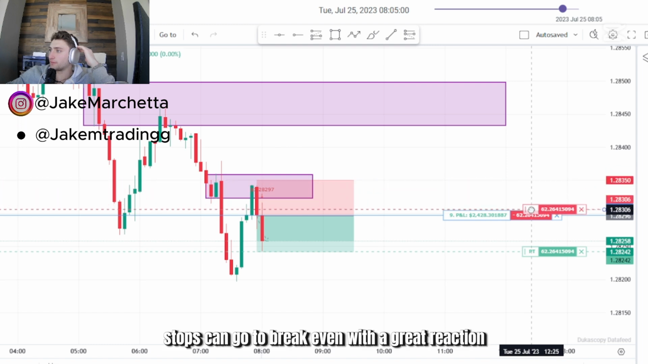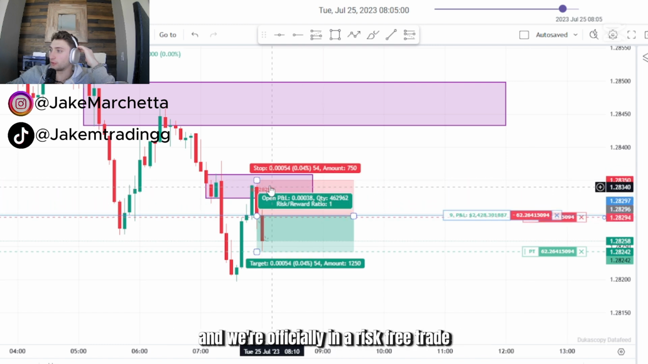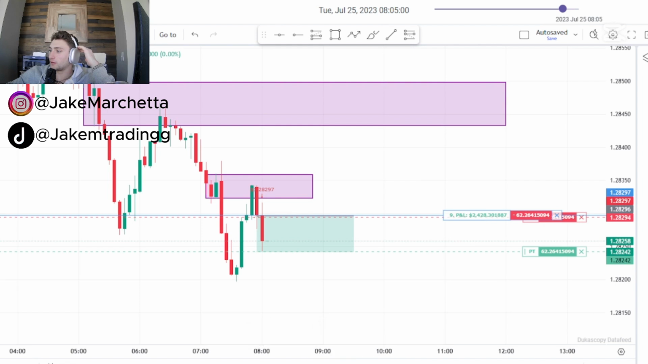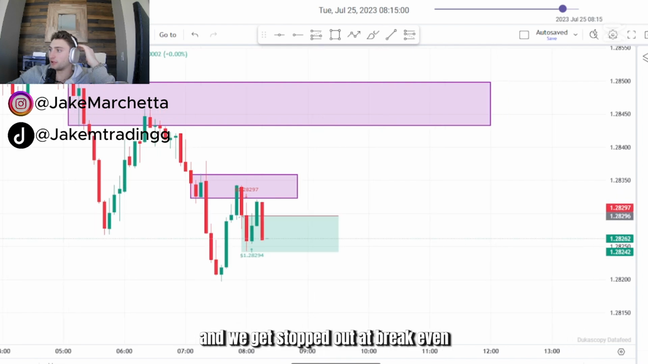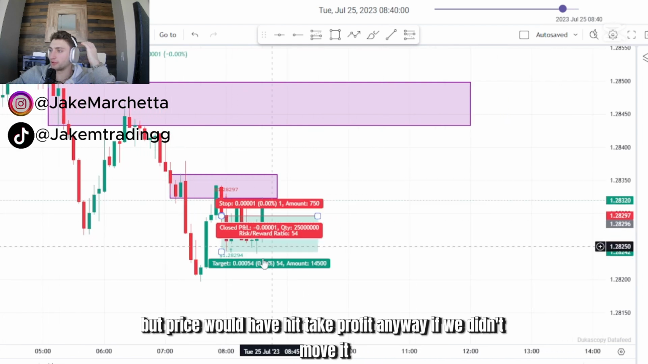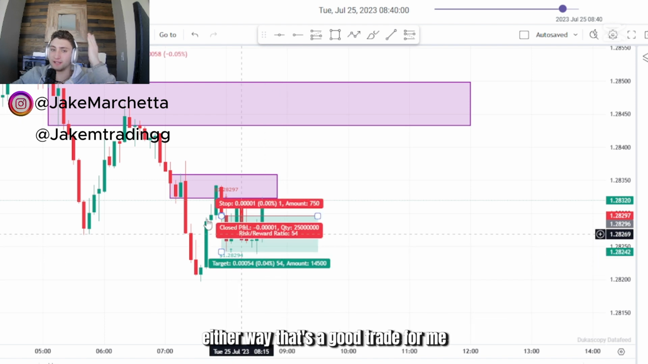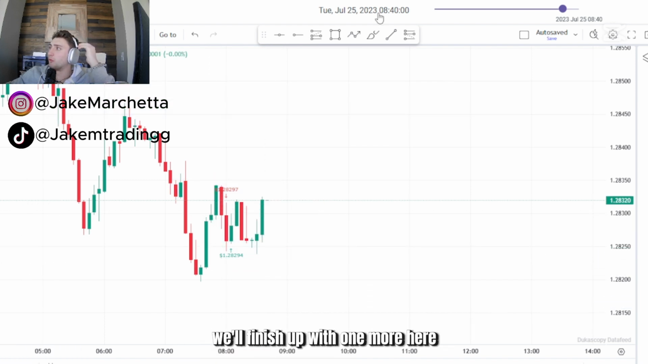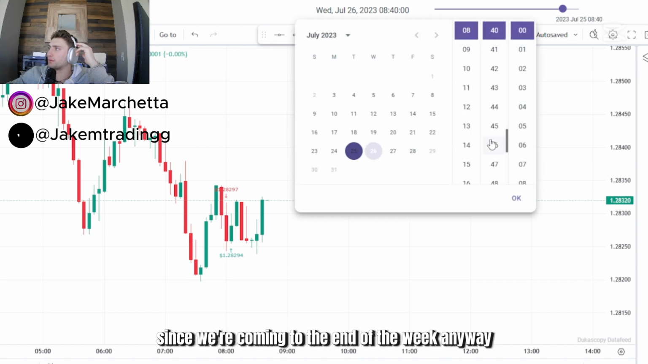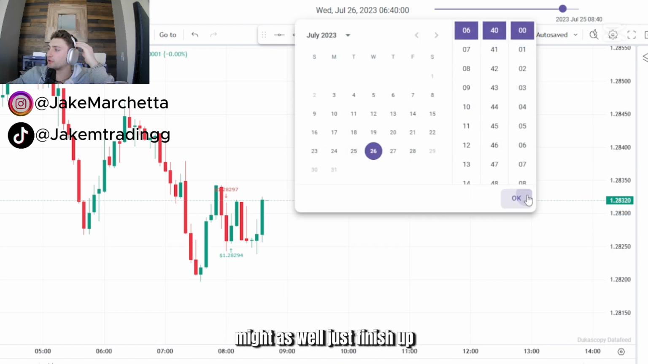Stops can go to break even with a great reaction, and we're officially in a risk-free trade. And we get stopped out at break even. But price would have hit take profit anyway if we didn't move it. Either way, that's a good trade for me. We'll finish up with one more here since we're coming to the end of the week anyway. Might as well just finish up.